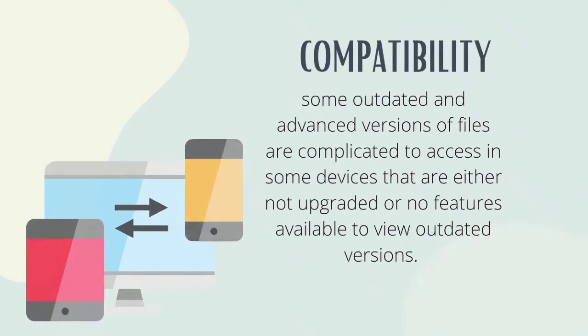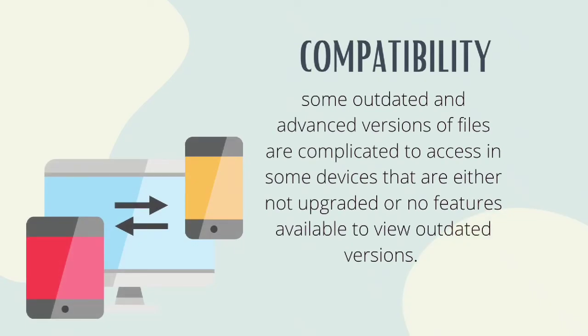Next on the list is compatibility. Compatibility means some outdated and advanced versions of files are complicated to access on some devices that are either not upgraded or have no features available to view outdated versions. Compatibility is the ability of one computer, piece of software, etc. to work with another. Compatibility is the capacity for two systems to work together without having to be altered to do so.